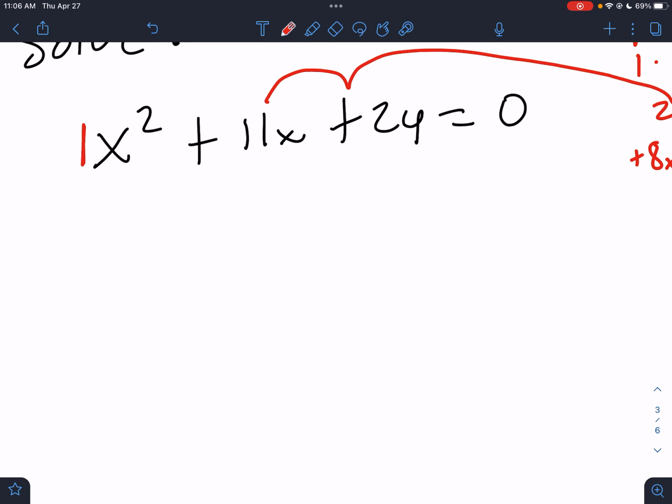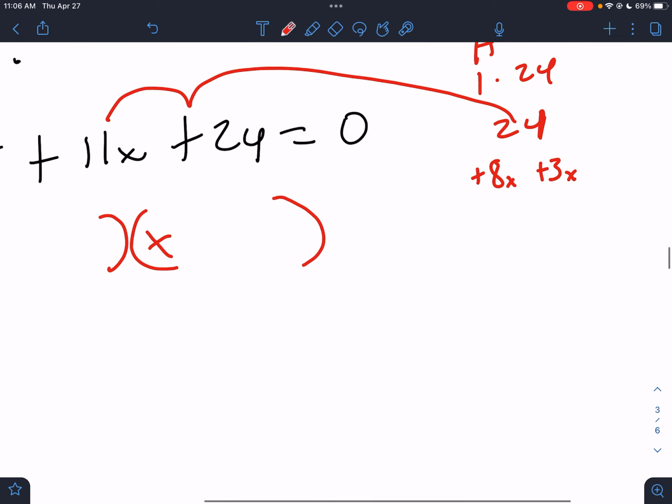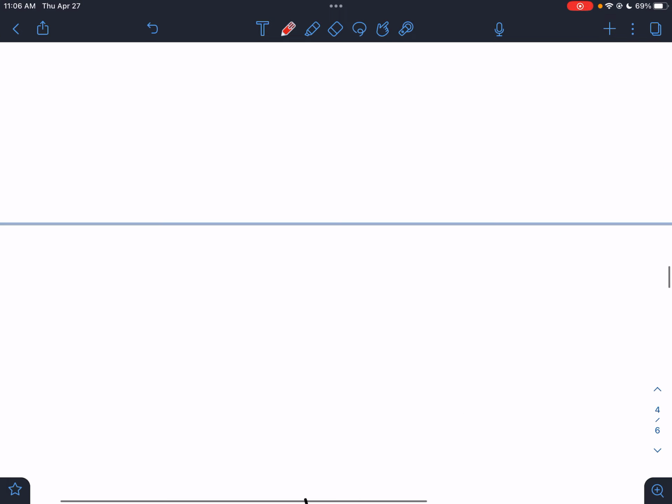But with a leading number of 1, so next thing you do is you draw your parentheses, right? And you just write x and x. Well, why do we do that? Because x times x equals x squared. We have to, first times first has to equal the first number. And our goal is to produce plus 8x plus 3x. I want you to think about this because it's going to affect what we're about to do.